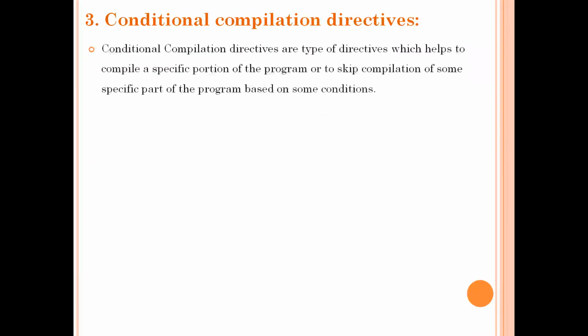Let us see the third category of directives. The third category of directives are conditional compilation directives. These conditional compilation directives are used for checking conditions. If the condition is true, then that particular block will be executed. If the condition is false, another block will be executed. To control the flow of execution also, we will use some of the preprocessor directives. See the preprocessor directives available under the conditional compilation category.